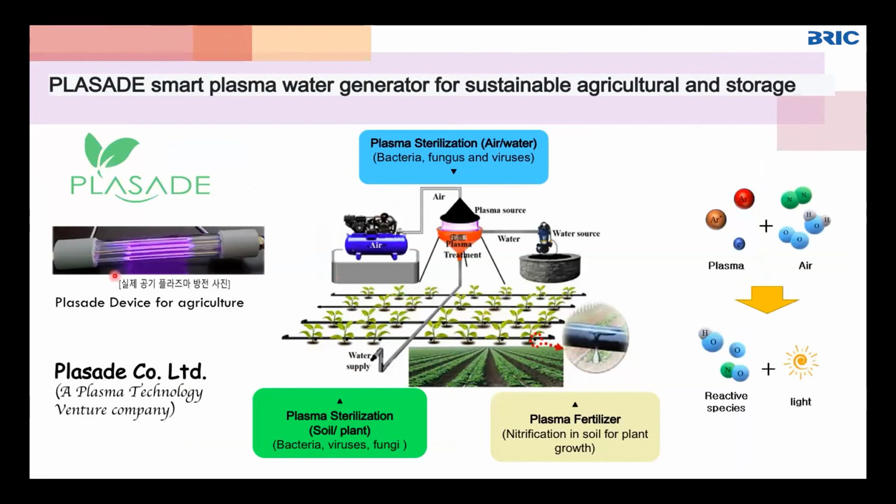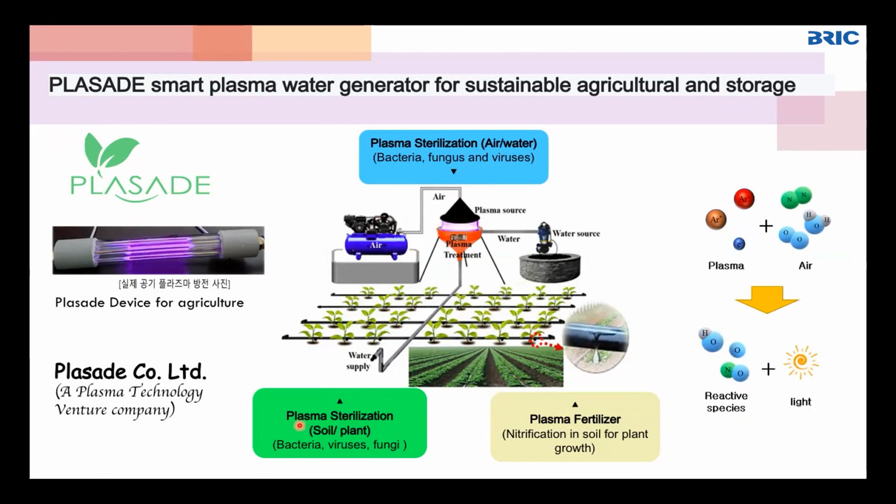This is another device by our company. This is our company PlasAid. And this PlasAid device is for agriculture purposes. So this device we are proposing for green and smart agriculture. It can have 3 kinds of effect. This plasma device can sterilize air and water near the water irrigation system. So bacteria, fungus, and viruses can be controlled in the water which is used for irrigation.